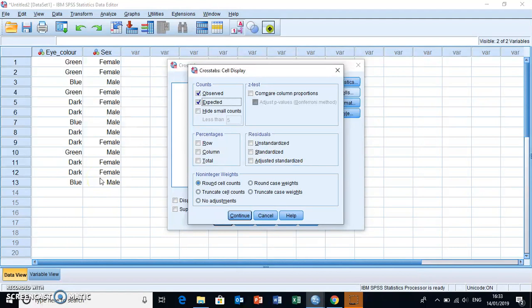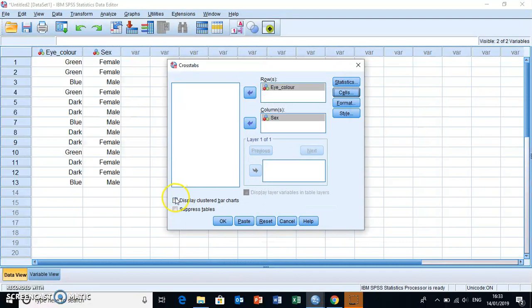Basically we're looking at what we've observed, how many females have green eyes, blue eyes, etc., and how many males, versus the case that we would expect if there was no association between these two things, if they were completely independent of each other, and what we observe here was due to chance alone. That is what the expected tells us, and it's calculated with a very simple formula that you would have been introduced to in the lecture. So we just make sure that it shows us both because it's quite interesting to look at.